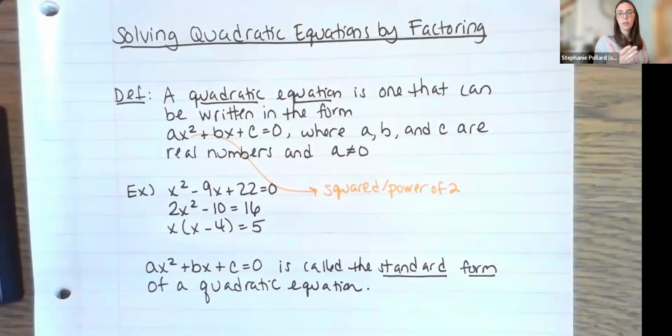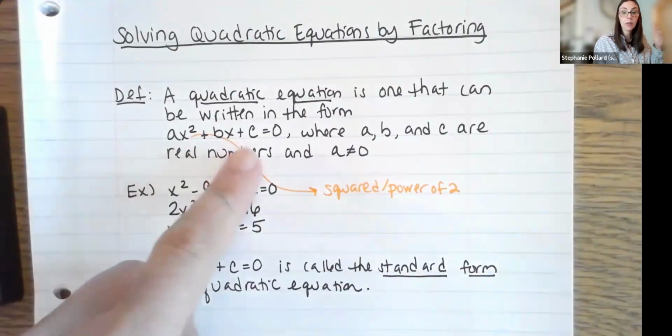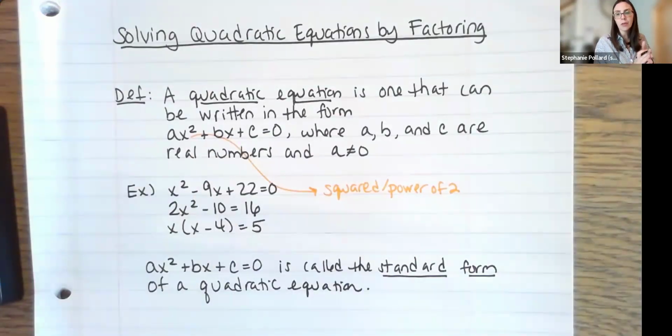So you have a power of 2. A, B, and C are real numbers, so they could be fractions or decimals, although I think most of our problems you'll see are integers, but they could be decimals and fractions as well.